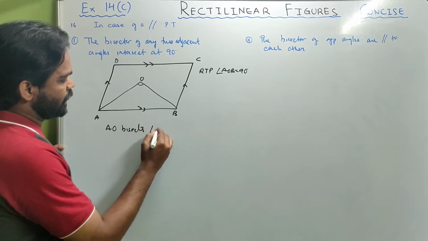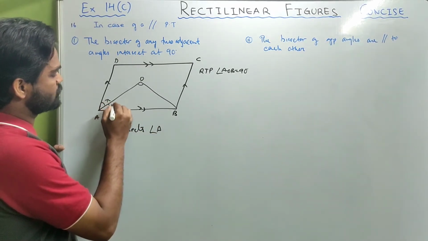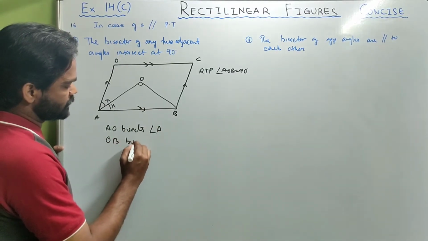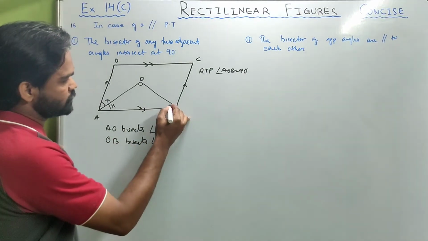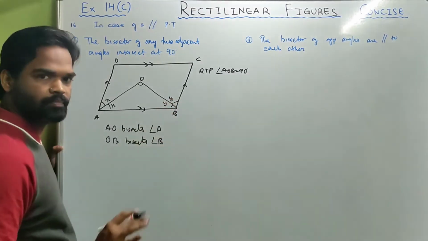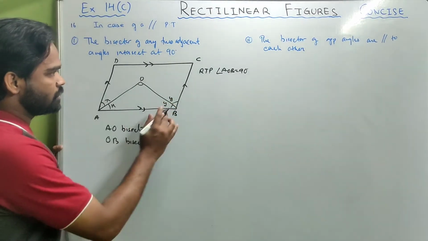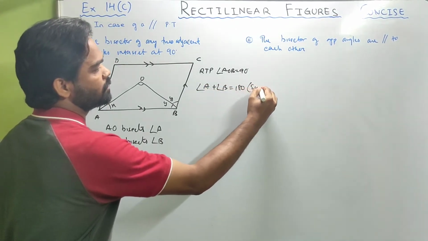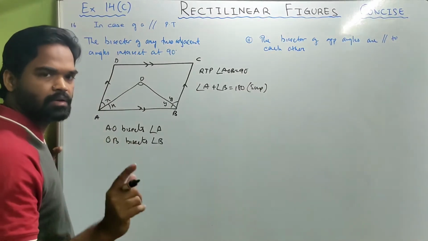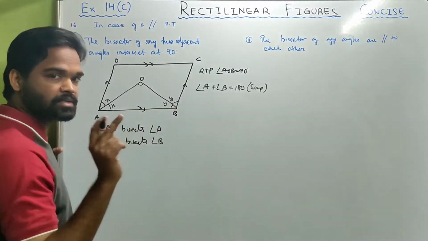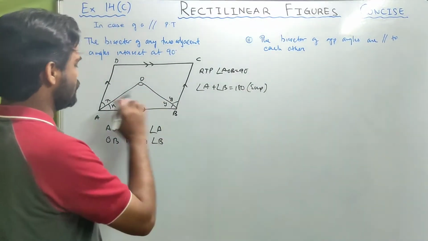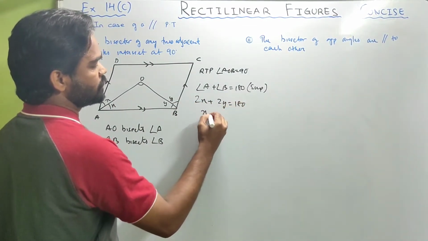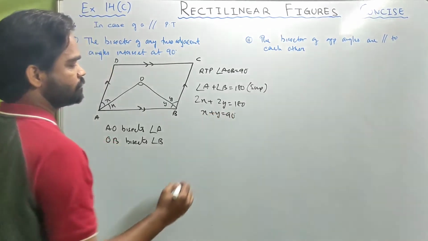Now AO bisects angle A. So if this is X, this is X. OB bisects angle B. So if this is Y, this is Y. Isn't it? Now angle A plus angle B is equal to 180. They are supplementary, co-interior. In a parallelogram, the adjacent angles are supplementary to each other. Now angle A I can write twice X, angle B twice Y equals 180, which means X plus Y equals 90.